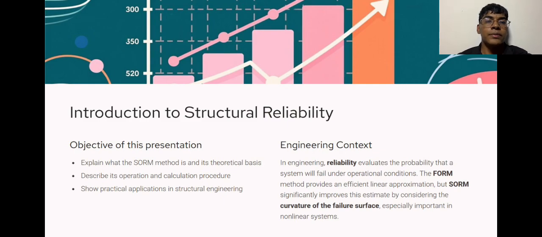But when systems behave non-linearly, we need a more precise approach. That's where SORM comes in. In the presentation, we'll explain what SORM is, how it works, and how it's applied in engineering design.